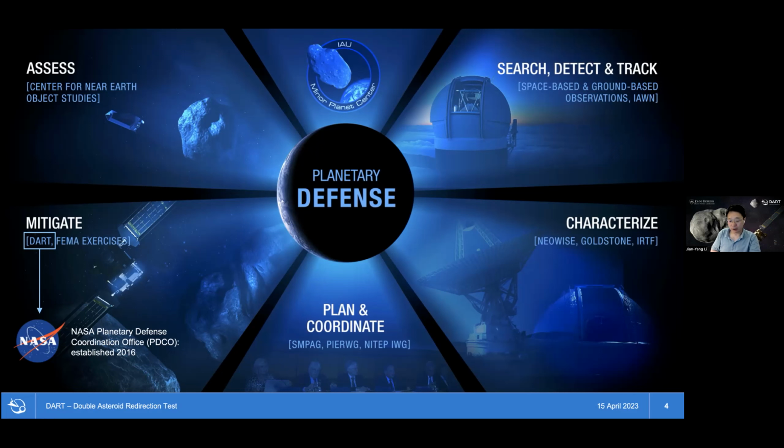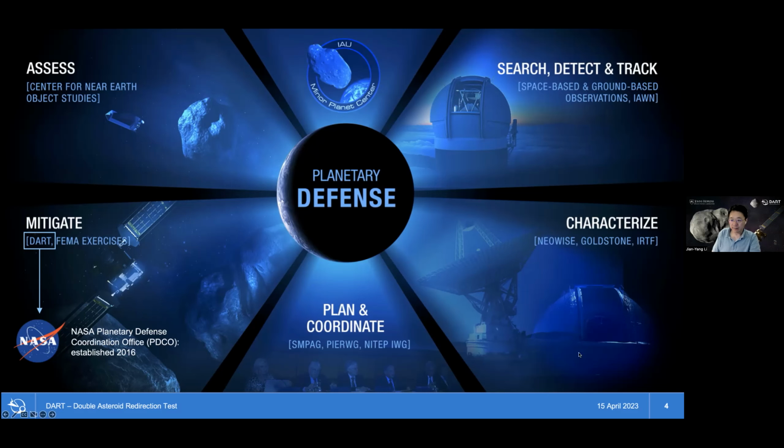The way is that we divert the asteroid a little bit so it does not hit Earth. Of course, there are some other ways to mitigate. And then finally, after that, we need to assess. We need to assess how well we did it, whether we did it well enough, and what lessons we learned. So that's the whole picture of planetary defense, and DART fits into the mitigation.